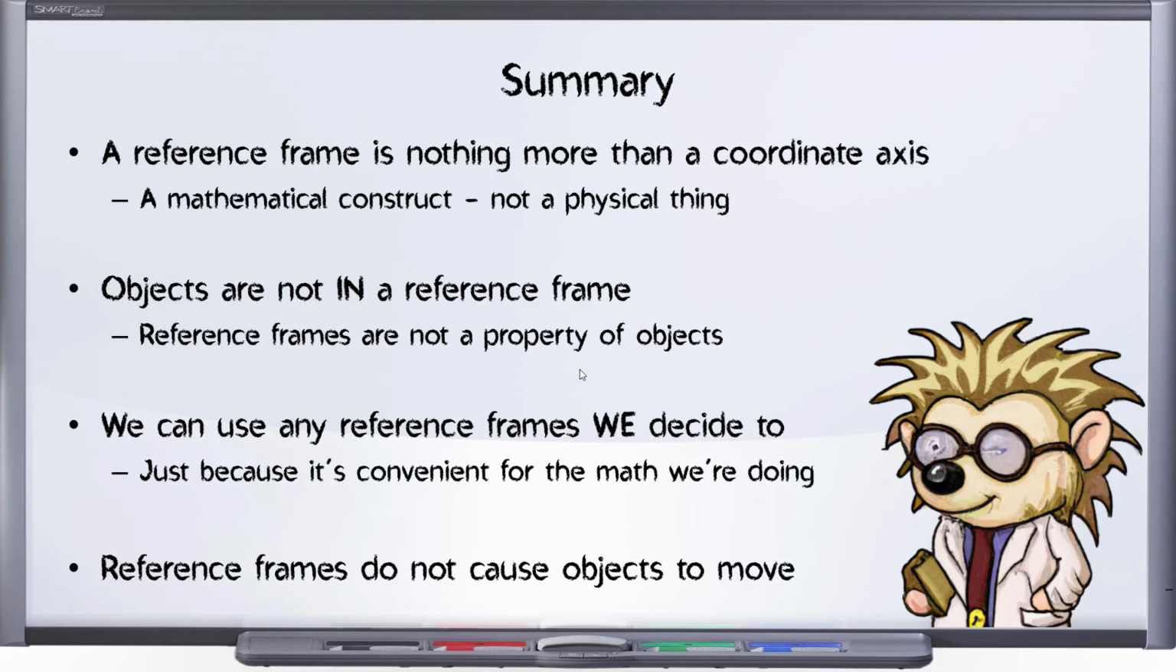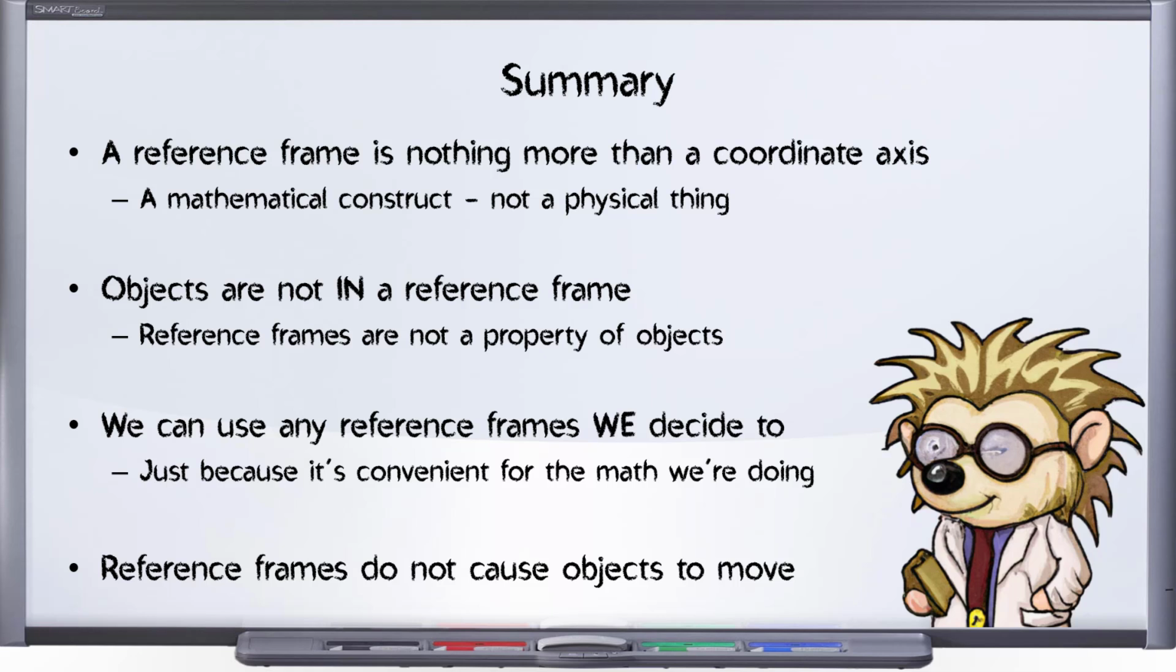And so at last, let's summarize. What is a reference frame? As we've discussed, a reference frame is nothing more than a coordinate axis. It's just a mathematical construct. It is not a physical thing. So objects, therefore, are not literally in a reference frame. That's just not even a thing.